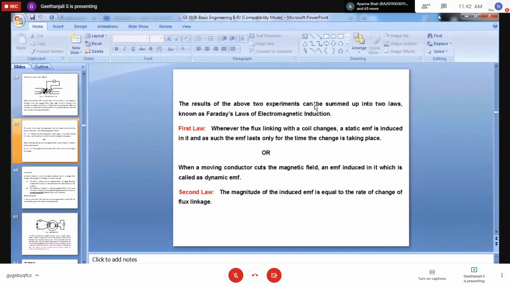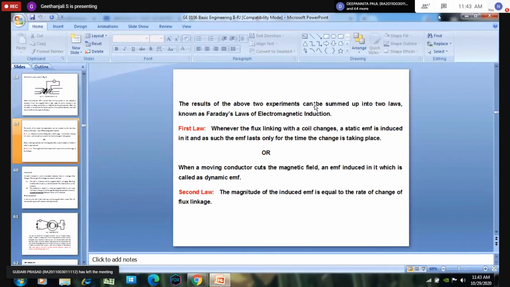First law is what? Whenever the flux linking with a coil changes, a static EMF is induced in it, and the EMF lasts only for the time the change is taking place. Or else, when a moving conductor cuts the magnetic field, an EMF is induced in it, which is called dynamic EMF. Second law is what? The magnitude of the induced EMF is equal to the rate of change of flux linkage. So the remaining things we will see in the next class.